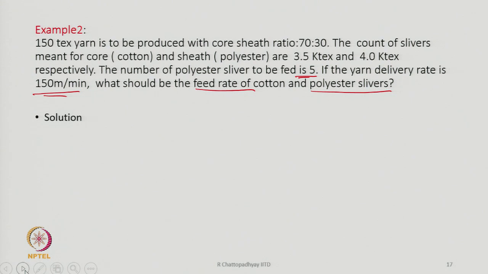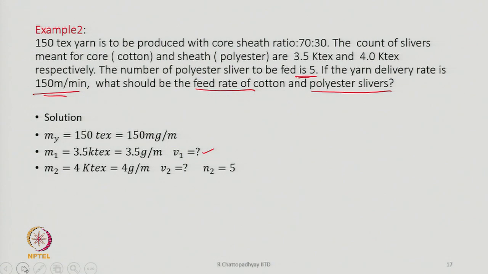First, note down the values which have been given already. So, 150 tex yarn means 150 milligram per meter. M1 is 3.5 kilotex, V1 is unknown. So, V1, there is a question mark.